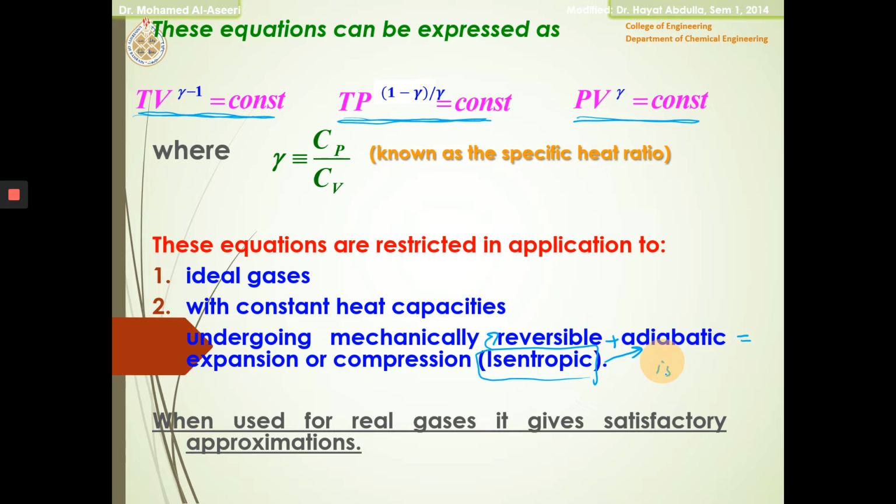This is a thermodynamic concept. Why? I will explain it next chapter. But you have to know that whenever reversible and adiabatic comes together, we call it isentropic. Okay.